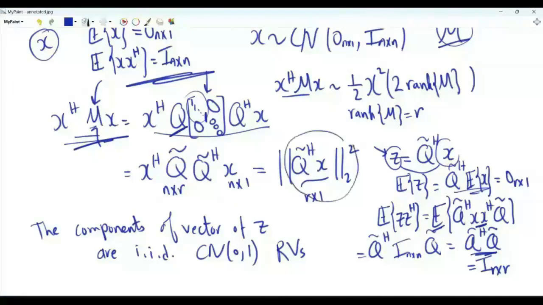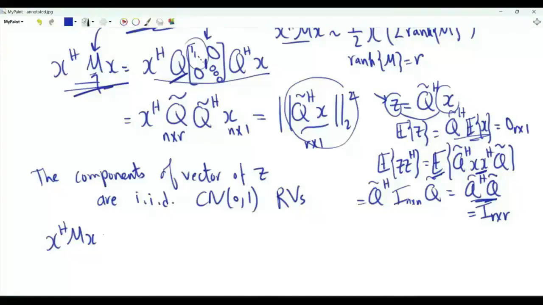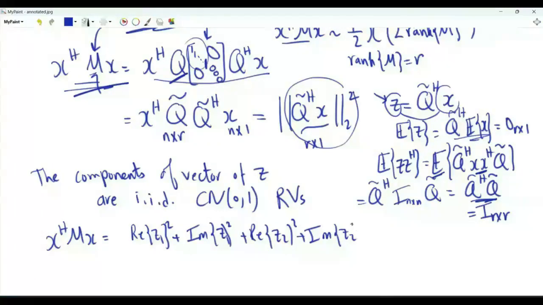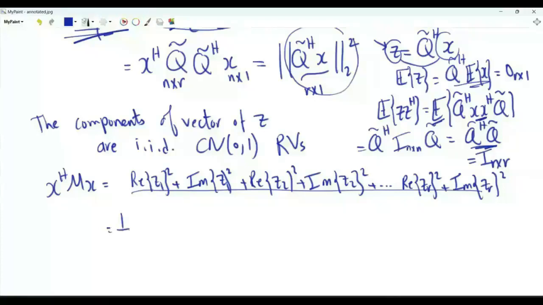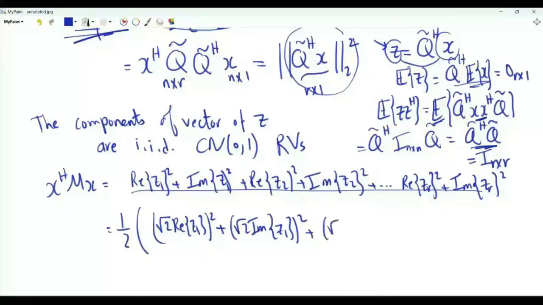The quadratic form is the L2 norm squared of vector Z. The quadratic form is equal to the real part of Z1 squared plus the imaginary part of Z1 squared plus the real part of Z2 squared plus the imaginary part of Z2 squared, all the way to the real part of ZR squared plus the imaginary part of ZR squared. Multiply and divide by 2. We have 1/2 times the square root of 2 times the real part of Z1 squared plus the square root of 2 times the imaginary part of Z1 squared plus the square root of 2 times the real part of Z2 squared, and so forth.